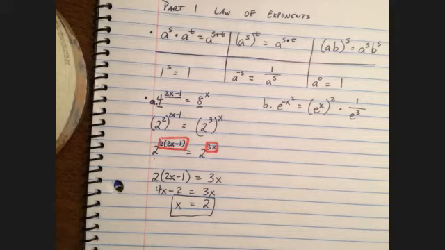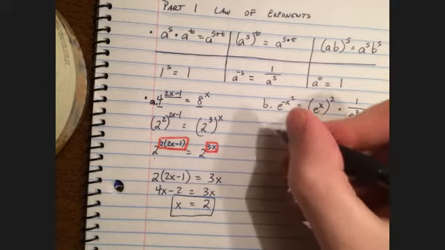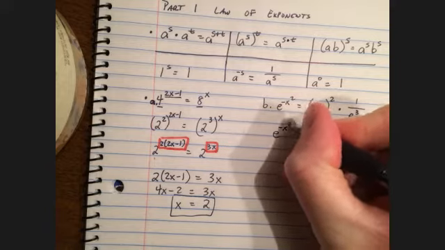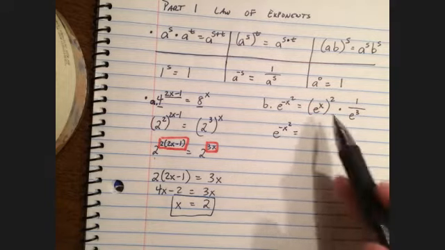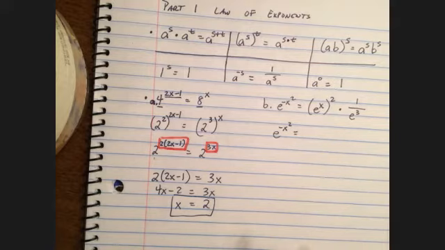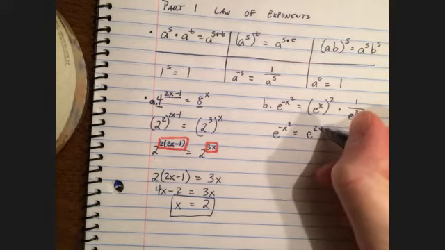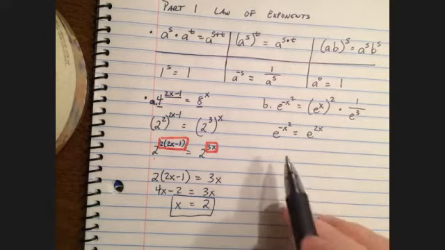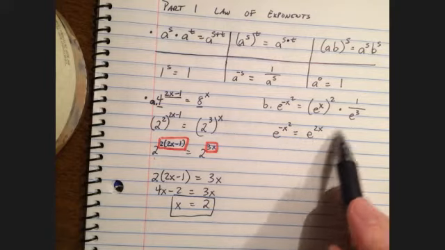So that's kind of nice. It's just a matter of rearranging everything. So e to the negative x squared, let's leave that alone for right now. e to the x raised to the power of 2, well, that's just e to the 2x. And notice that since e is already the base, I'm going to leave it alone.